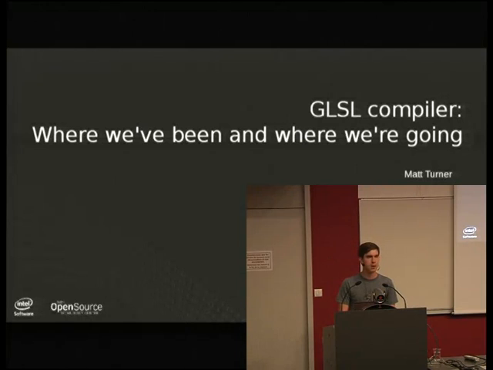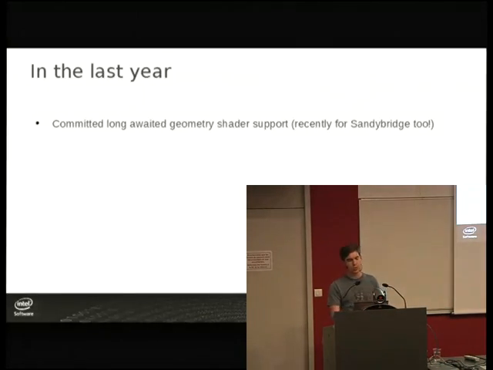I'm going to talk to you today about the improvements that we've made to our GLSL compiler, both the high-level common code and also the 965 backend in the last year, and also what are our plans for the next year. So in the last year, we've actually done a ton of feature work, and it's probably some of the most exciting features that we've done maybe since we turned on GL 3.0.